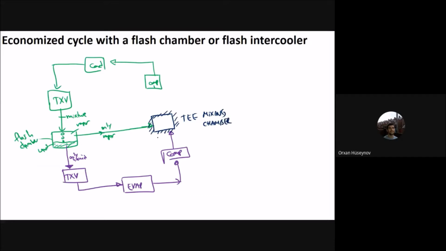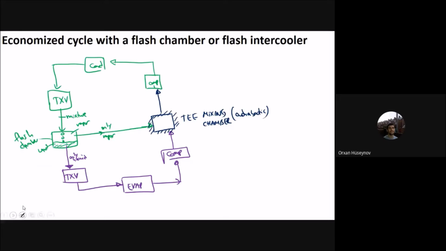You are mixing the outlet of this compressor with the outlet of the saturated vapor, only vapor. This one is saturated vapor from the flash chamber. Okay, this one is adiabatic. You can see that this one is adiabatic, and you are sending back the compressor one.